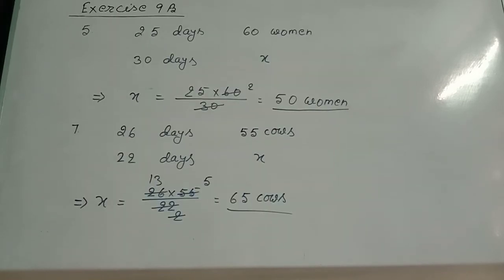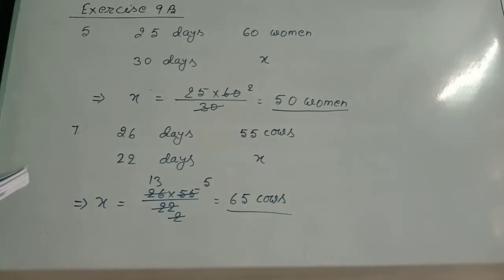Question number 5 states that a field is harvested by 60 women in 25 days. If the field is to be harvested in 30 days, then how many women are required? So here I have written 25 days, 60 women. So for 30 days, how many women are required?